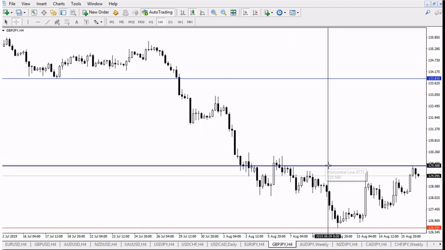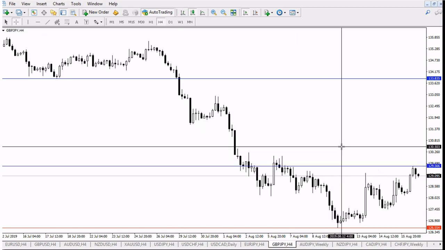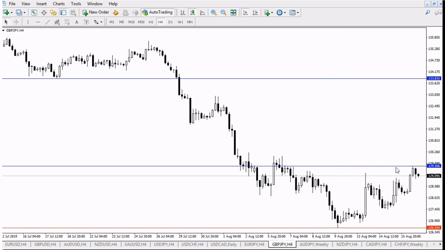But then this level, which is 129.566, is the highest level of last week. A 4-hour break above this level would make me a bull on the GBPJPY. If the GBPJPY remains below this level, which is now currently acting as resistance, I'll remain neutral on the GBPJPY.